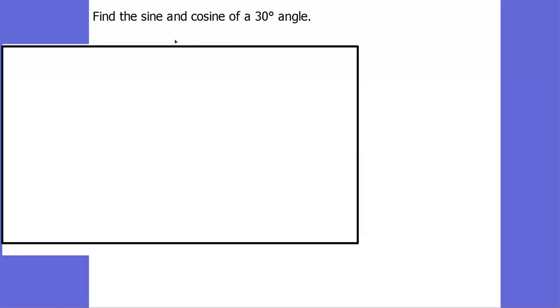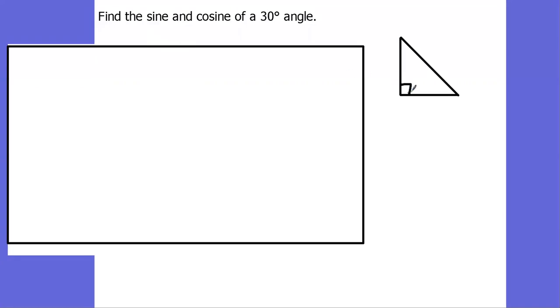In this video, we're asked to find the cosine and sine of a 30-degree angle. So let's start by just drawing a right triangle here. This is not going to be drawn to scale, but that's all right. This is just going to be my 30, 60, 90 triangle. So let's mark these angles here. We'll call this our 90, we'll call this our 30, and this is our 60.